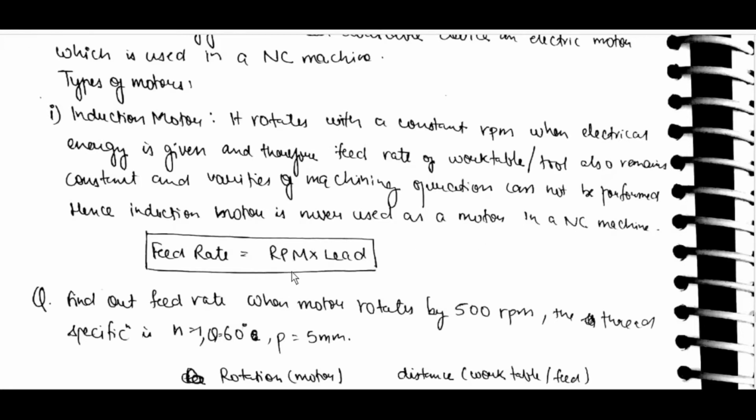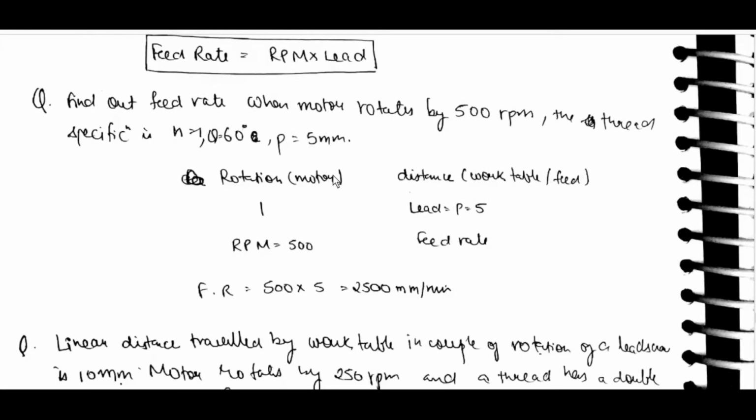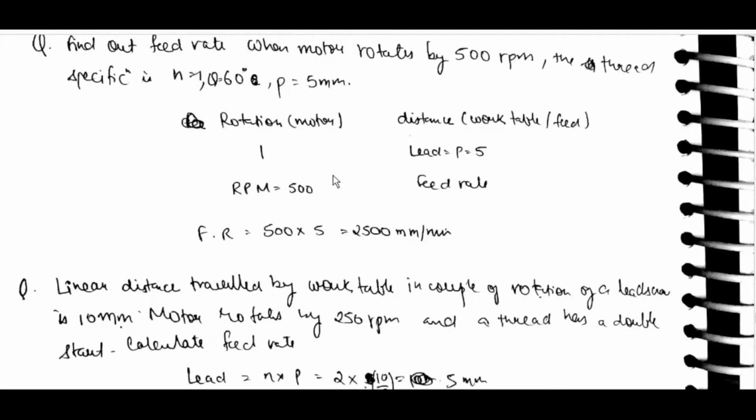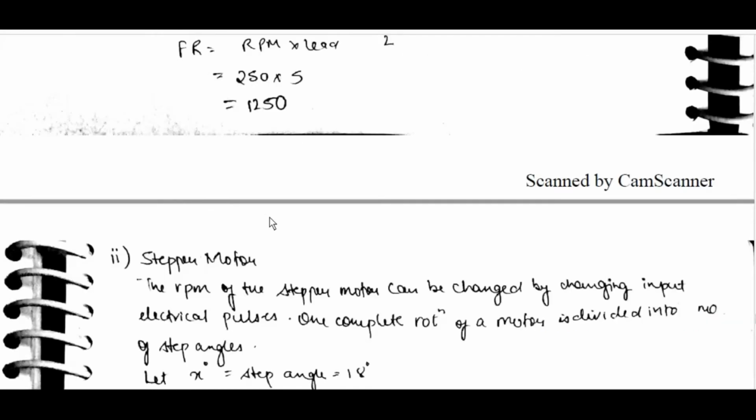Feed rate is equal to RPM into lead. Feed rate is equal to RPM into lead. RPM into lead is equal to N into P.